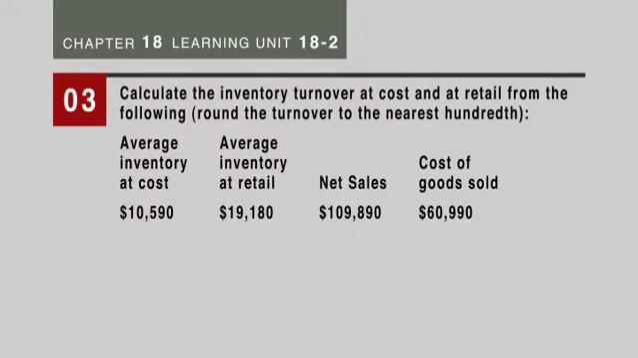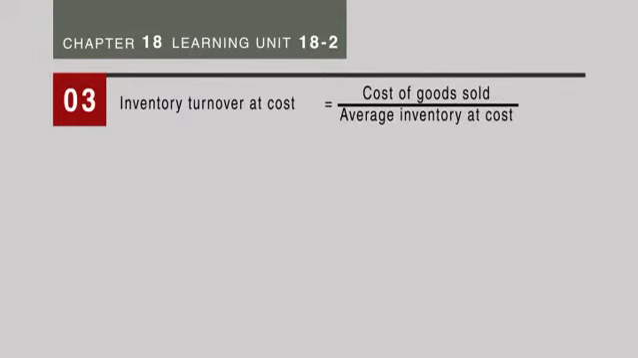For number 3, we're going to calculate the inventory turnover at cost and at retail and round to the nearest hundredth. So the inventory turnover at cost, we take cost of goods sold of $60,900 and divide it by the average inventory at cost of $10,590, leaving us with 5.75.